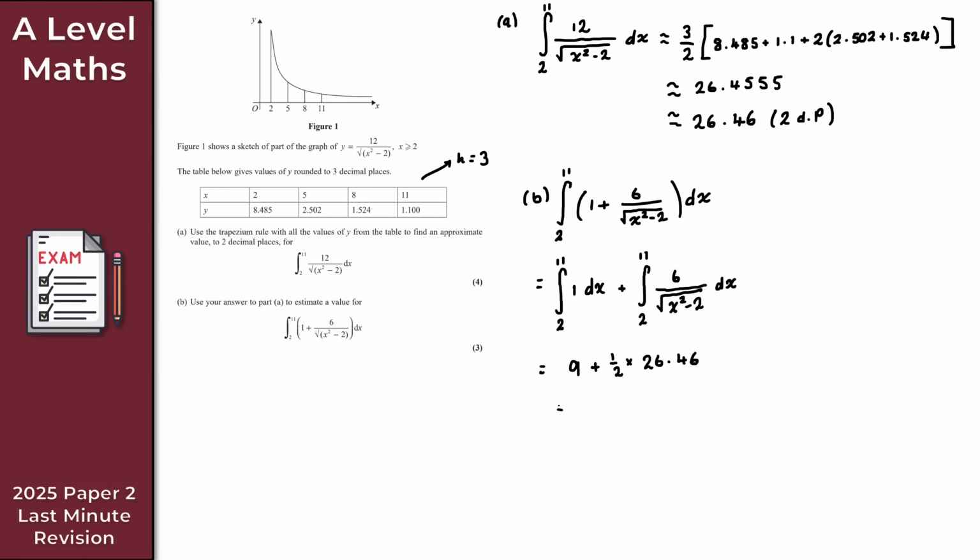Again, just put this into your calculator, right? We don't need anything fancy here. And if you do this correctly, then what you should get here is 22.23 there. And there we have it then. So 22.23 is the solution to part B, and 26.46 is the solution to part A there. Okay? And there we have it then. So that gives the solution here to question 2.